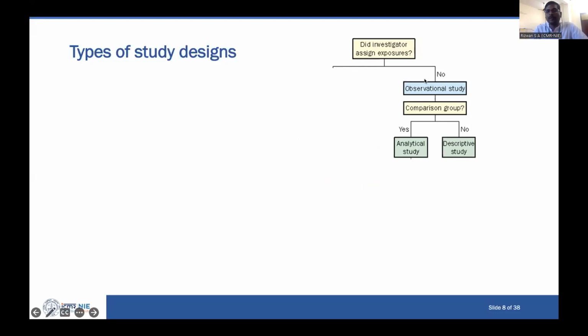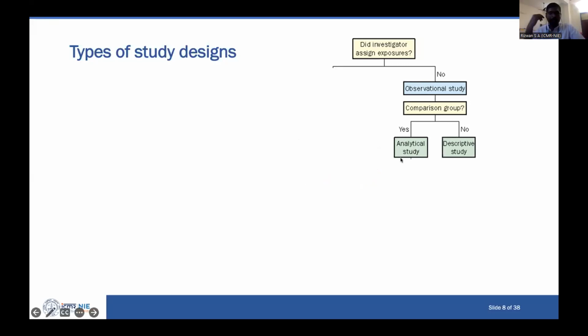Once you have come across an observational study, you are going to ask, is there a comparison group or not? If there is no comparison group, as I said in the previous slides, it is going to be a simple descriptive study. So you are going to only describe a particular phenomenon in great detail without any comparison groups, and there are no association findings. If you have a comparison group, then it becomes an analytical study.